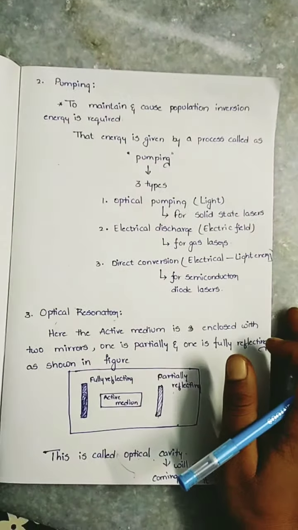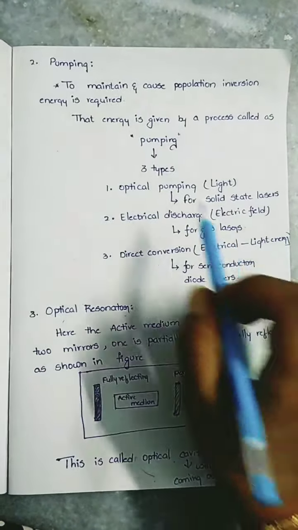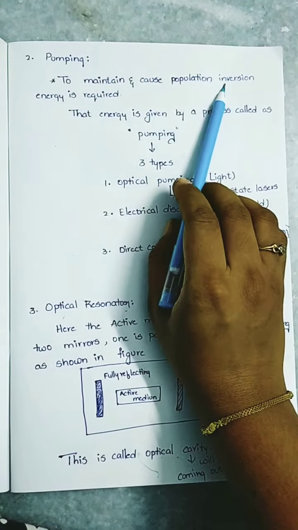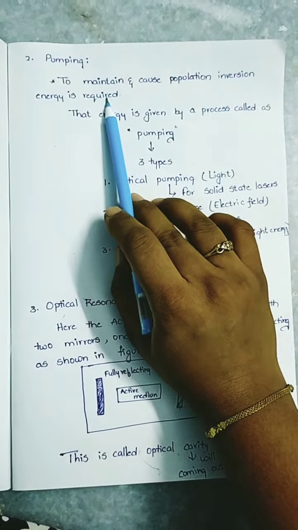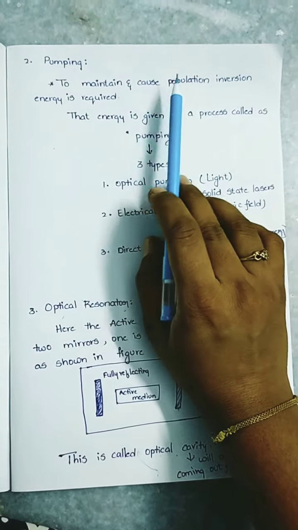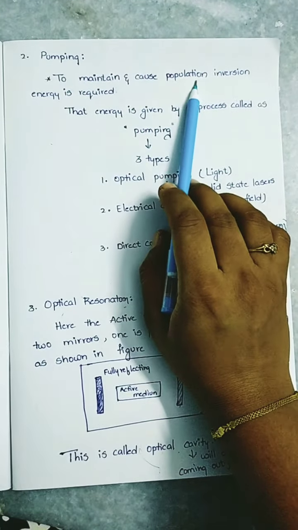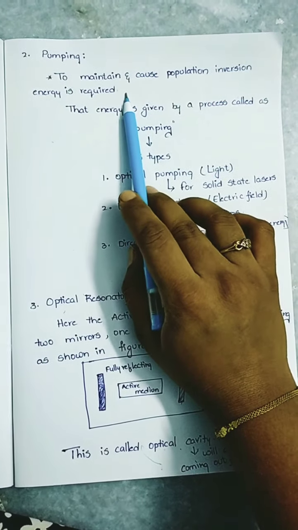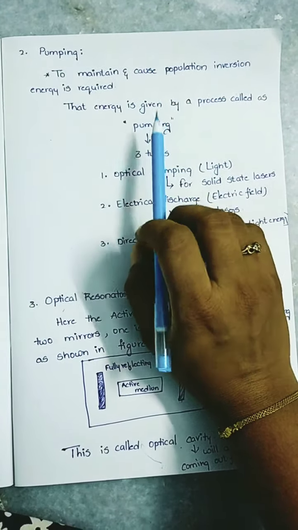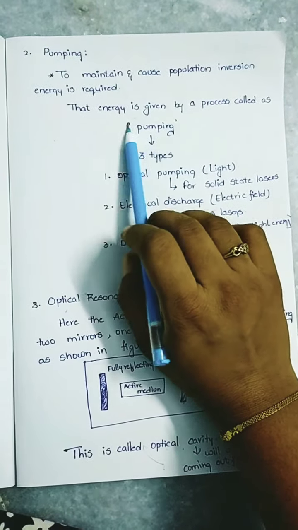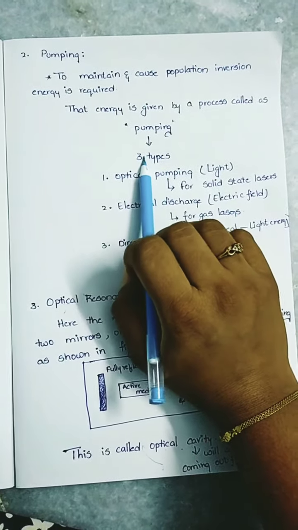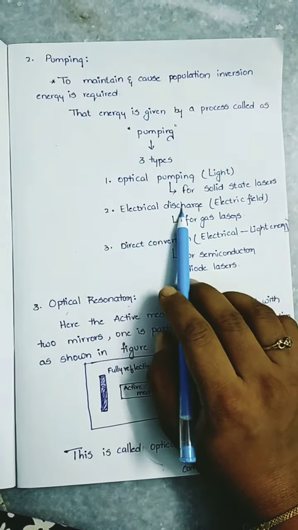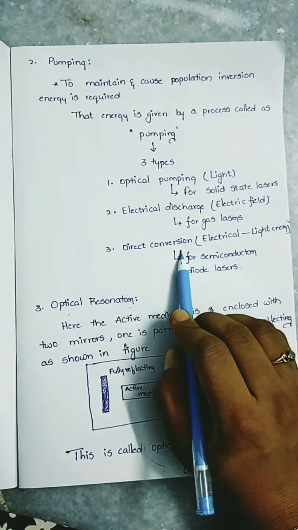Now, coming to the pumping agent. To cause and maintain population inversion, energy is required. So for population inversion to occur, we will definitely need some energy. That energy is given by a process called pumping. And this pumping is of three types: optical pumping, electrical discharge, and direct conversion.